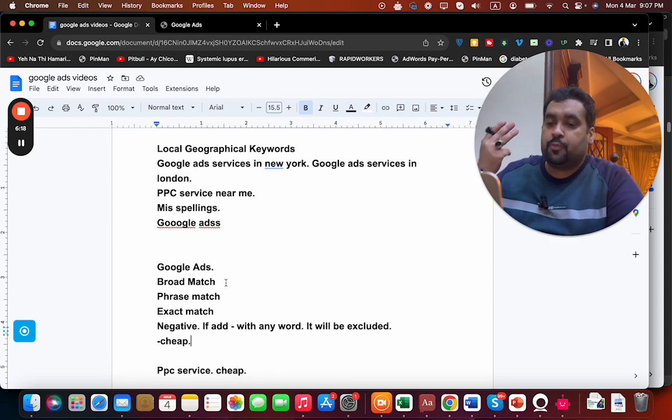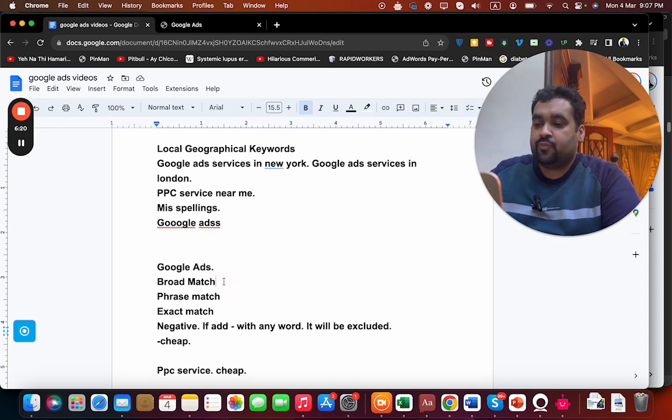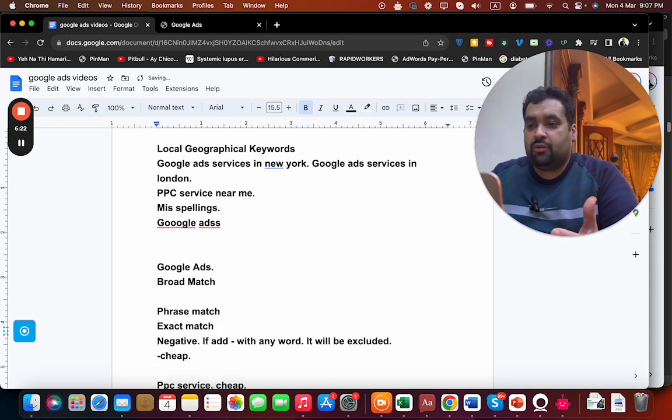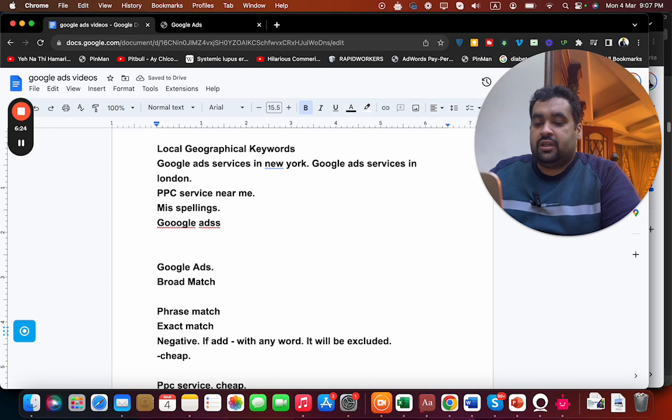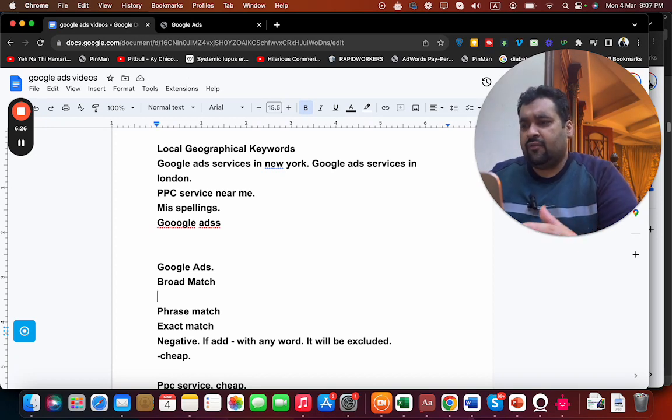So now we are left with broad match, phrase match, and exact match. Broad match keywords are general keyword queries, and for instance, I can have anything as a broad match.